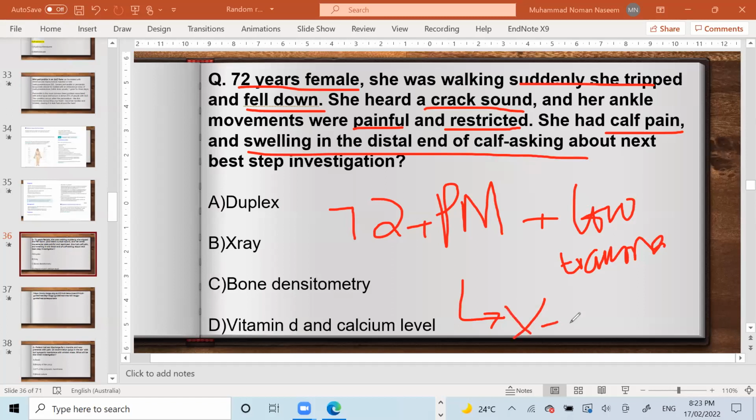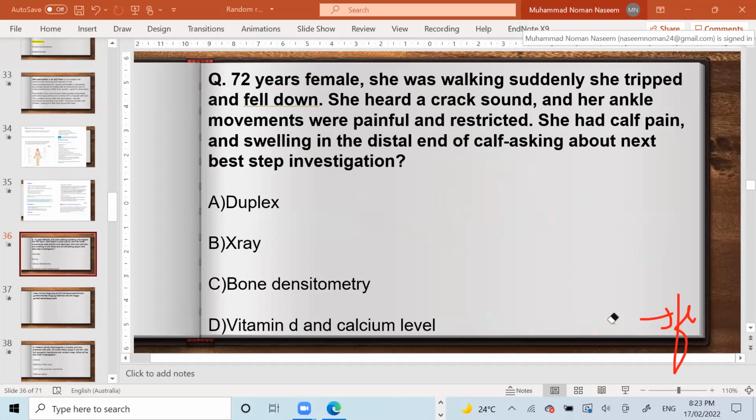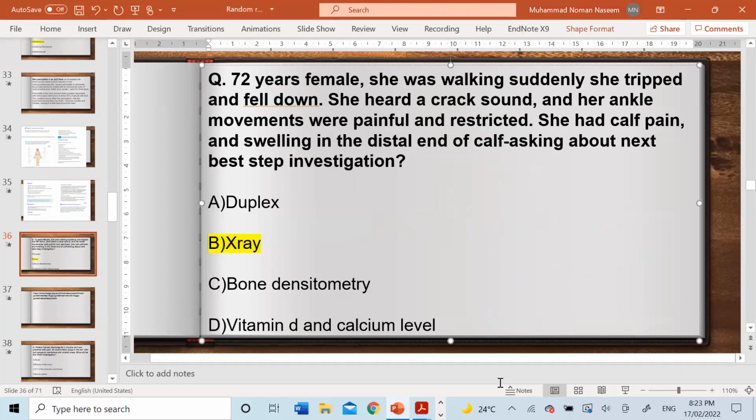So we'd always do the X-ray to rule out the fractures, right? She is having a low trauma fracture, but she is having a fracture altogether. Postmenopausal female having a low trauma fracture, we know the underlying cause is osteoporosis, right? But she's having a fracture, so the immediate management should be focused on stabilizing her fracture. For that, we do the X-ray. Now, once we have stabilized her condition, the next thing we will do is the vitamin D and calcium level and bone densitometry to find out what kind of bone density she is having.